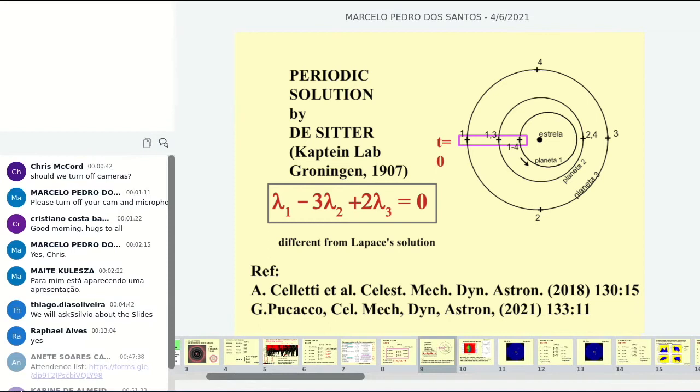And I put here as references two works recently done by mathematicians about these systems. One by Alessandro Celletti 3 years ago, and another by Giuseppe Pucacco that was just published in Celestial Mechanics 1 month ago. Next slide.